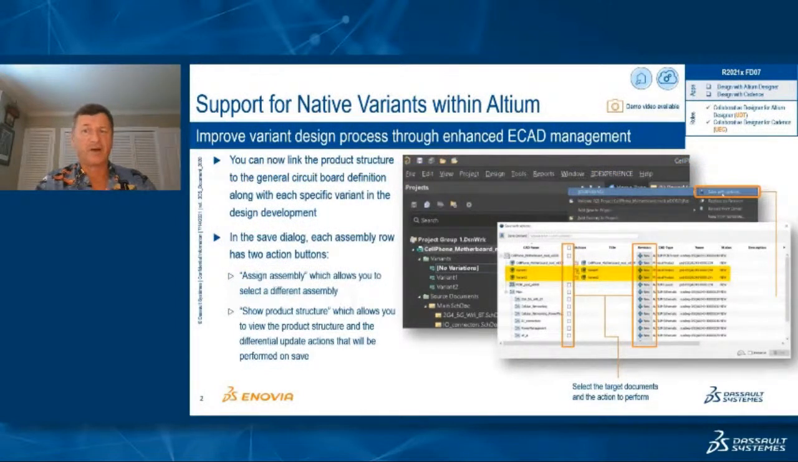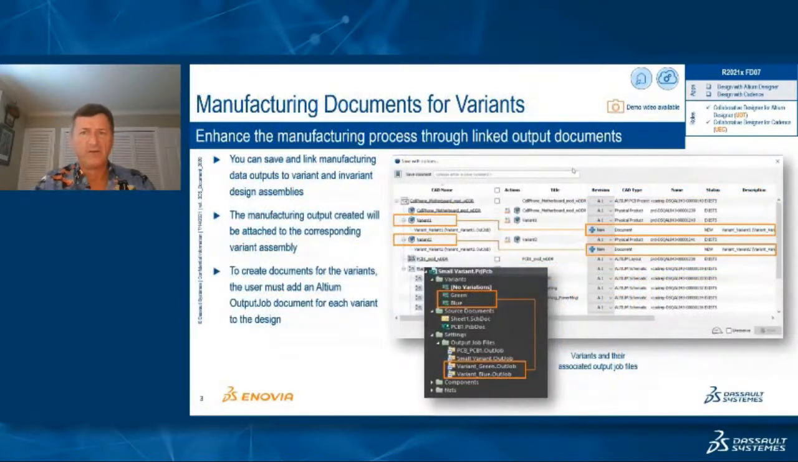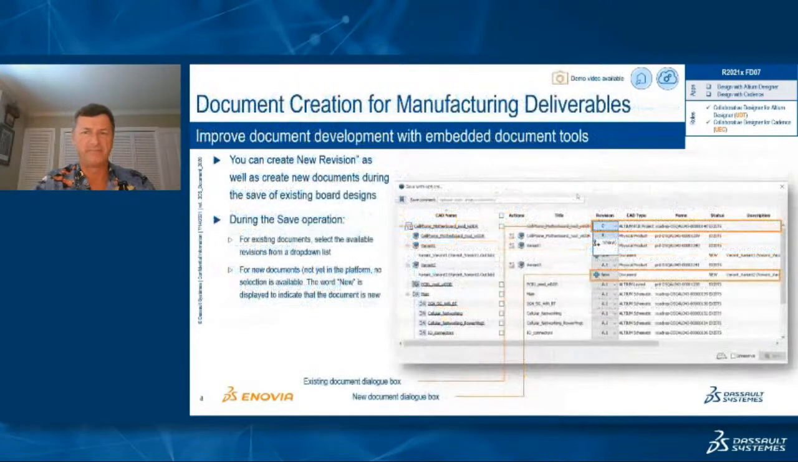They are shared with our other ECAD solution, Collaborative Designer for Cadence. The first of these is support for native variants within Altium, such that the system uniquely recognizes and captures information about each variant in the design when it is saved to the platform. With these captured variants, we can also create explicit links to manufacturing documents for robust definition across disciplines. Furthermore, these managed documents can be revised directly within the session. Let's take a closer look at these enhancements.